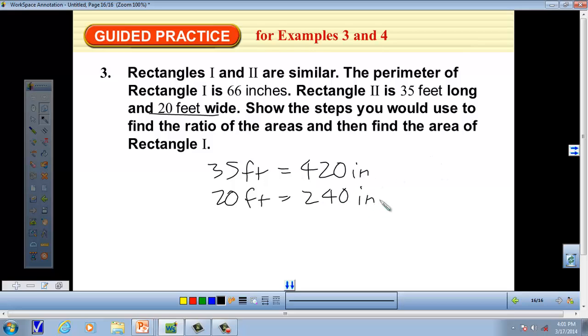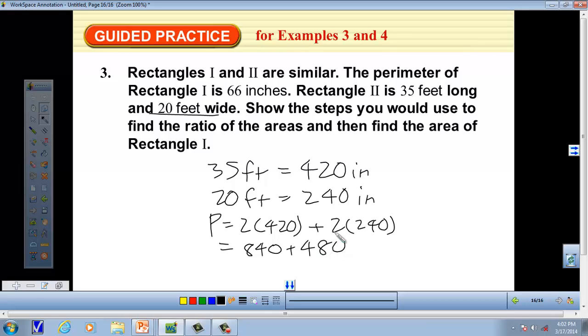And if we want to find the perimeter here, it's going to be 2 times 420 plus 2 times 240. So that is 840 plus 480. And that's going to give us 1320.